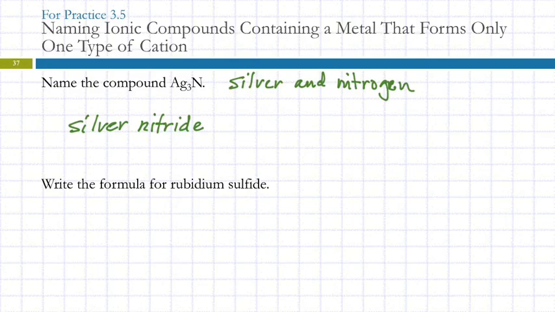We don't need to specify the 3 because if we just had the name silver nitride, we know what the charges are from the periodic table. Silver has a +1 charge. Nitrogen has a 3- charge. And we know that when we put those together, crisscross or adding things up, least common multiple, whatever your way of doing it is, you need 3 silvers to balance the charge on 1 nitrogen. So we're not going to say it's trisilver nitride or anything like that, okay?